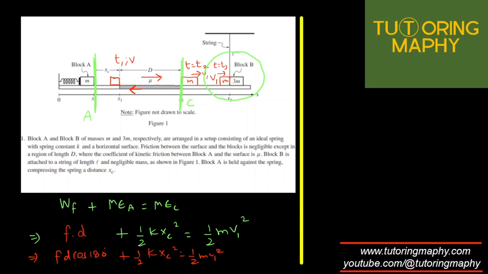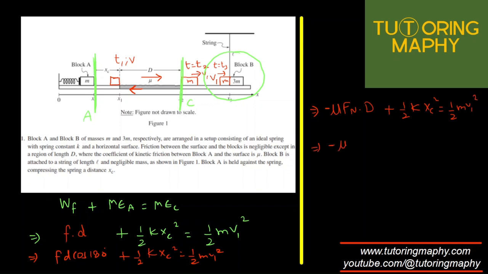Once we are through with this, what do we have to do? F is something which we should know. And what is the friction force, guys? It's mu times the normal reaction. Distance is capital D, that's given in the question, and cos 180 is minus 1. So there you go. There I have my minus sign, and this is plus 1 half k x_c square is 1 half m v1 square.